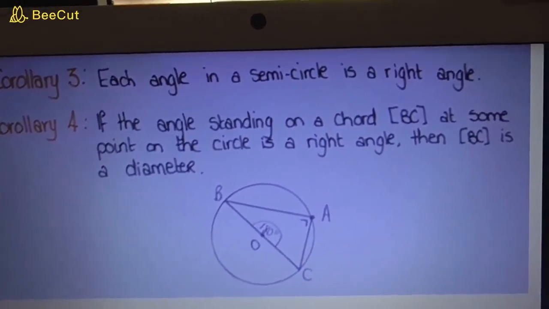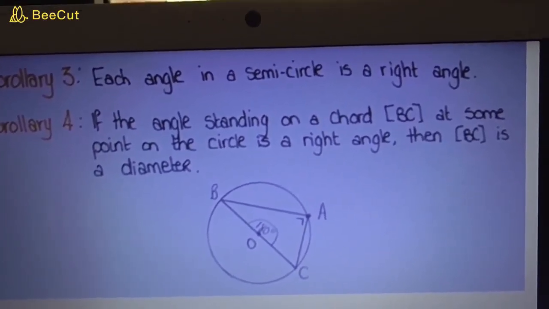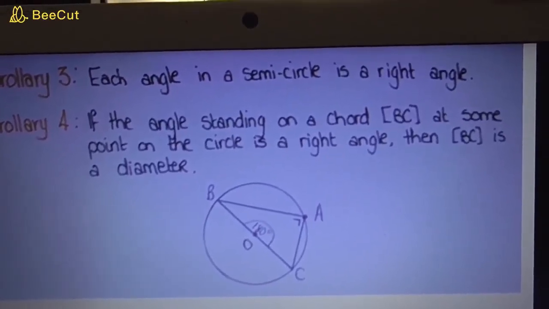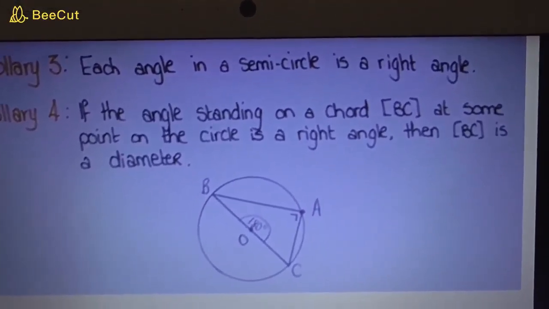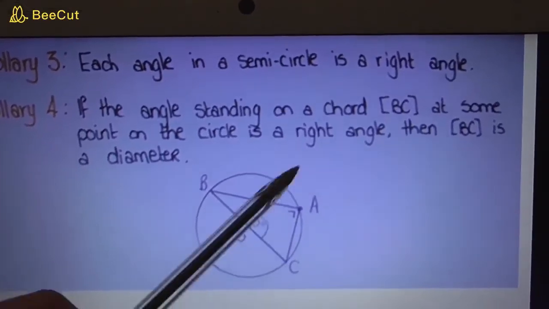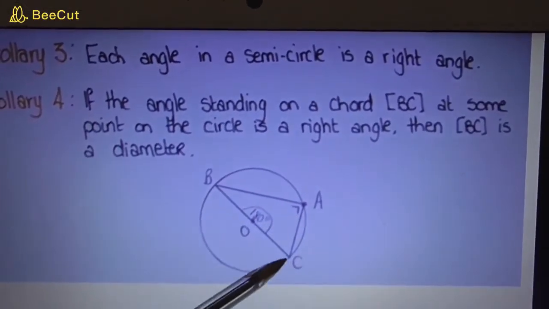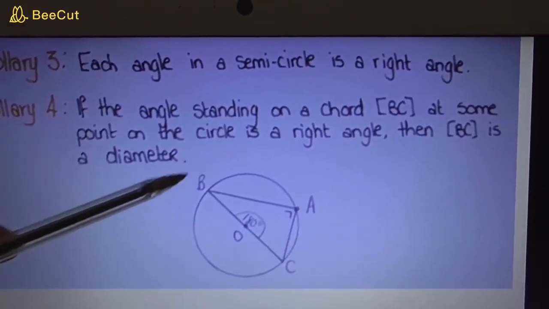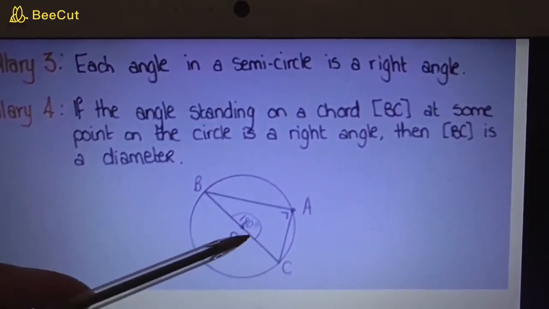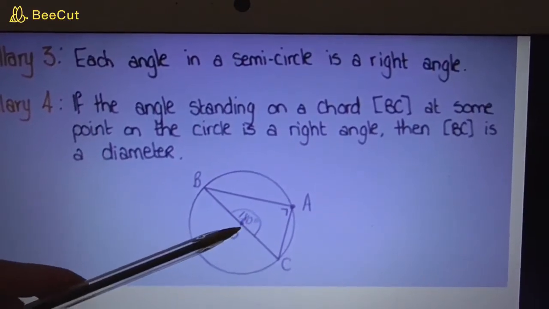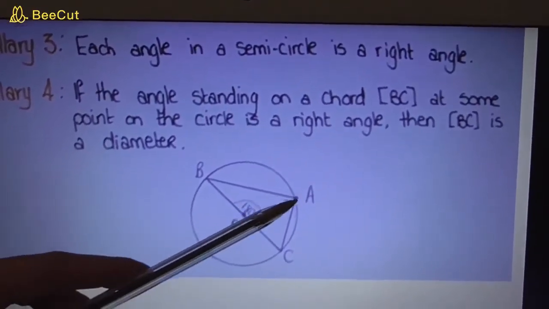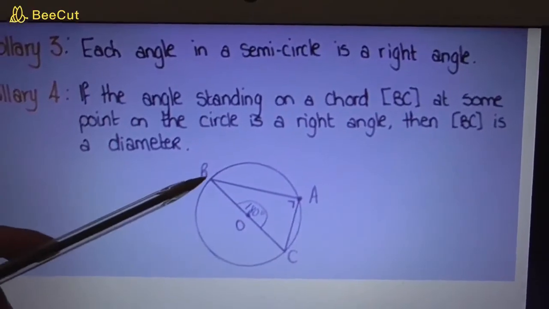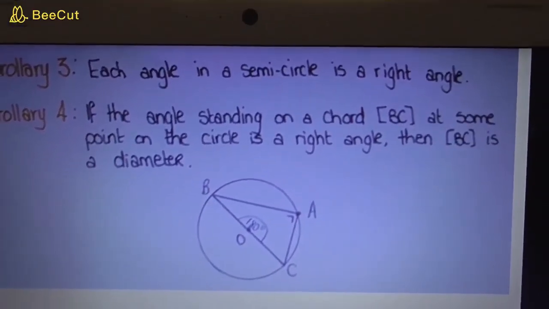Corollary 4. If the angle standing on a chord BC at some point on the circle is a right angle, well then BC must have been a diameter. Because if that's 90 degrees and it's sitting on the chord BC, there's the arc B to C as well. That must be 180 degrees because the angle at the centre of the circle is twice the angle at the circumference standing on the same arc. And they are both standing on the arc BC.